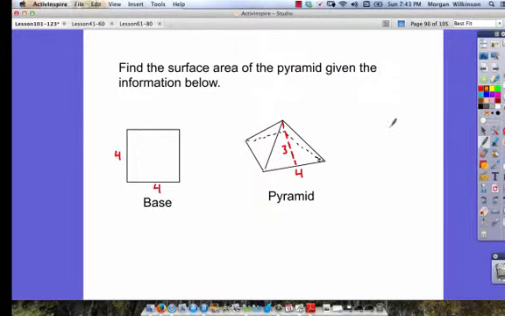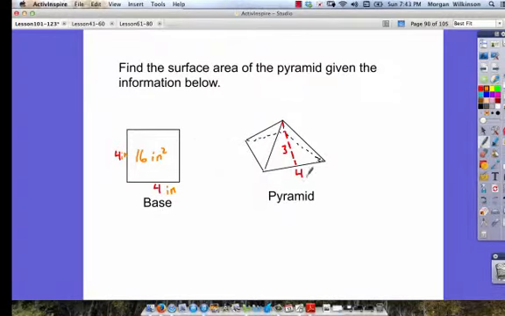And here we have to find the surface area of the pyramid given. So, the base of the pyramid is here, and the area of the base must be the length times the width, because it's a square, so 4 times 4 is 16. And we'll say that these are in inches. So we're going to get 16 square inches.